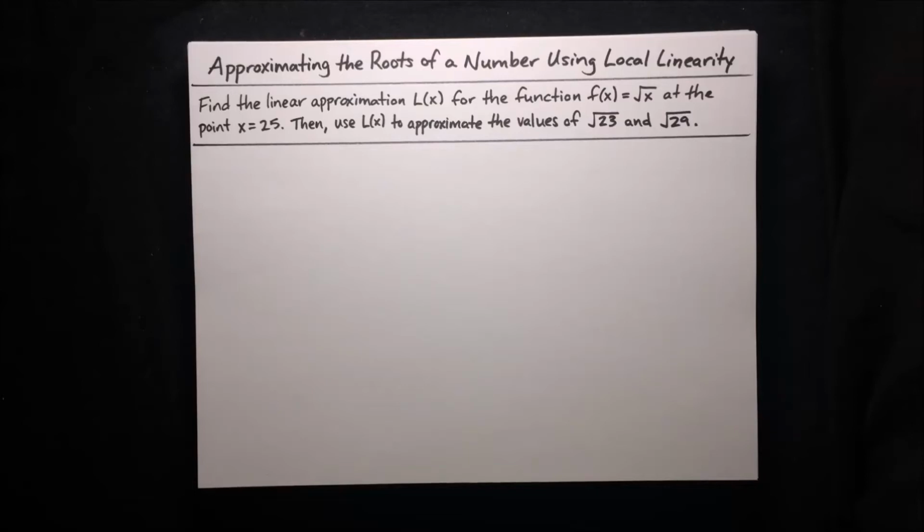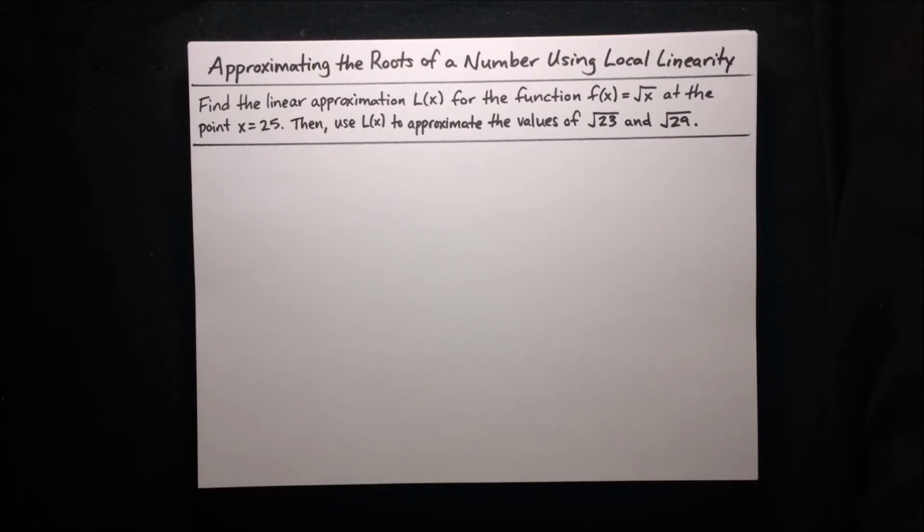In this video, I'm going to show you how to approximate the roots of a number using local linearity. So here we want to find the linear approximation, L of x, for the function f of x equals root x at the point x equals 25. And then we're going to use this linear approximation, L of x, to approximate the values of square root of 23 and square root of 29.